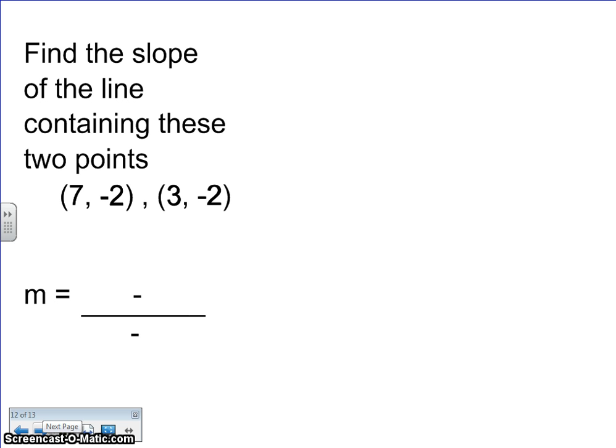Got one more that I want to look at. This one's kind of a special case. First thing we're going to do is put our y's and our x's where they go. So the y's are going to go on top. The x's are going to go on the bottom. And we do that math. And -2 minus -2 is the same as -2 plus 2, which is going to give us 0. 7 minus 3 is 4, and 0 divided by 4 is 0.